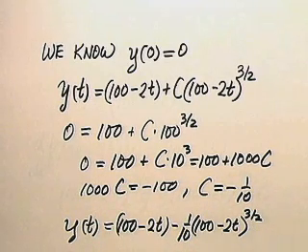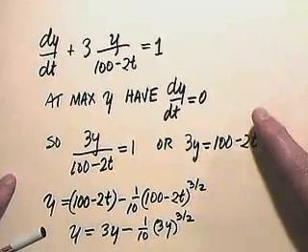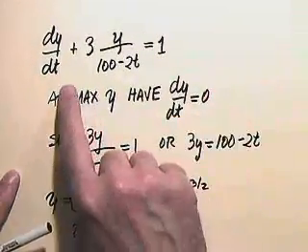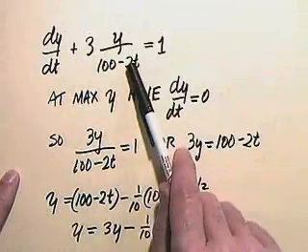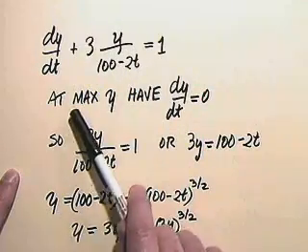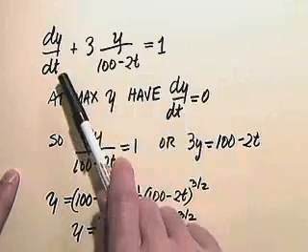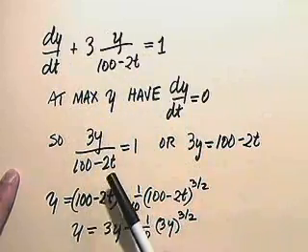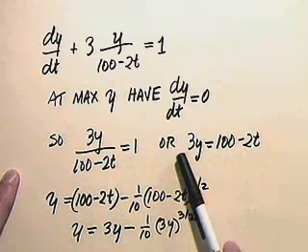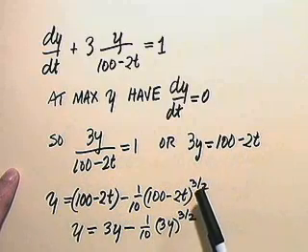But remember, we started with a differential equation in the first place, and so let's look back at our original differential equation and see that that actually simplifies the problem. Notice our differential equation is dy/dt plus 3y over (100 minus 2t) equals 1. At the maximum value of y, we have dy/dt equals 0, and so our original differential equation tells us simply 3y over (100 minus 2t) equals 1, or 3y is simply 100 minus 2t when the maximum happens.